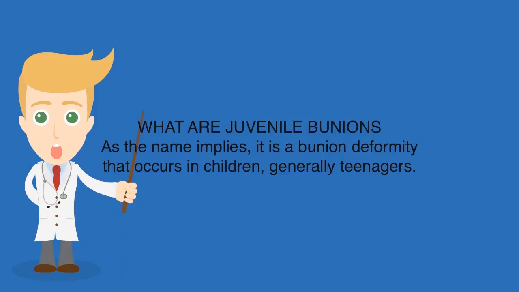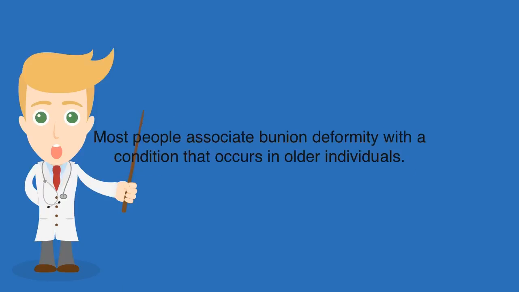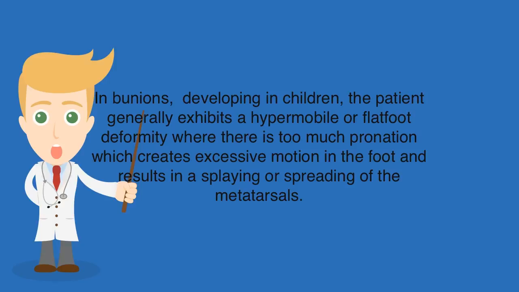What are juvenile bunions? As the name implies, it is a bunion deformity that occurs in children, generally teenagers. Most people associate bunion deformity with a condition that occurs in older individuals. In bunions developing in children, the patient generally exhibits a hypermobile or flatfoot deformity where there is too much pronation, which creates excessive motion in the foot and results in a splaying or spreading of the metatarsals.